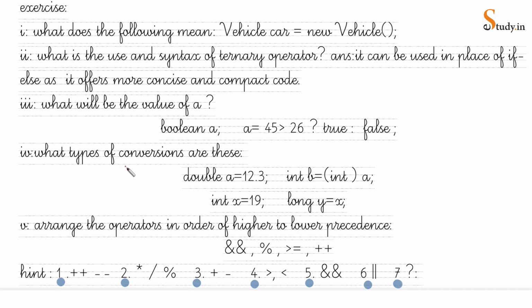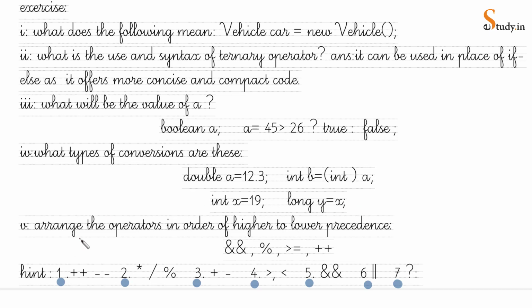Okay. What types of conversions are these? If you see the first example, we have a double data type a, and we are storing the value of a in an int. So which operator is this? Cast. So what type of conversion is this? This is an explicit type conversion, also called typecasting. If you see the second one, we have x, an int, and a long. We are storing the value of int x in a long variable. So we are moving from a smaller data type to a bigger data type. So this is an implicit type conversion.